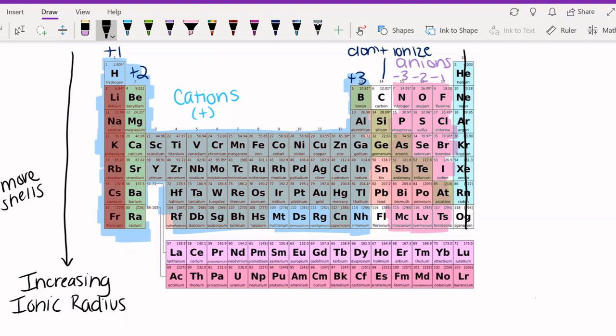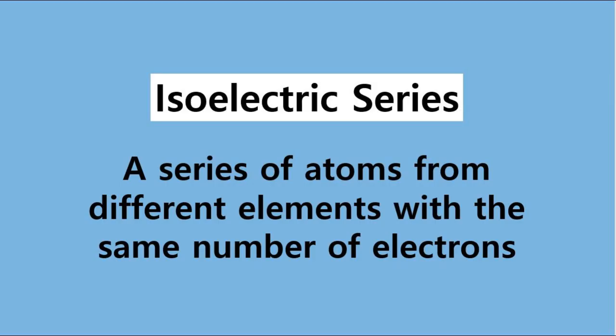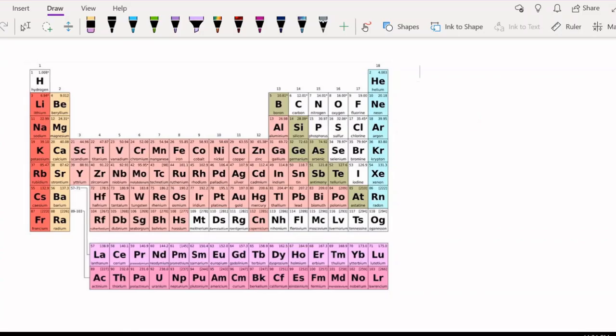But what about moving left to right on the periodic table? Well, that's where things get a little tricky. To explain what's going on, let's look at an isoelectric series. An isoelectric series is basically a series of atoms of different elements that all have the same number of electrons. For this series, we're going to look at atoms with 10 electrons.